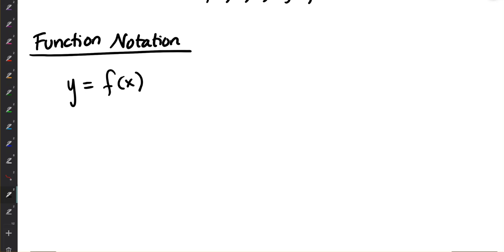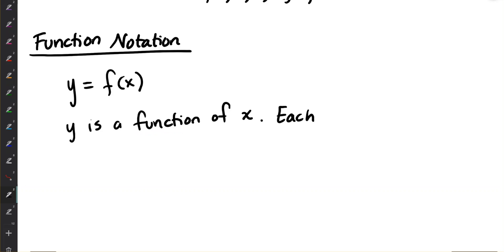The way this reads is y is a function of x. What's nice about this is it's telling me my independent variable is x and my dependent variable is y. Y depends on x. And it tells me, since I'm using the word function, that each x is mapped to or sent to exactly one y value. I'll just say y.